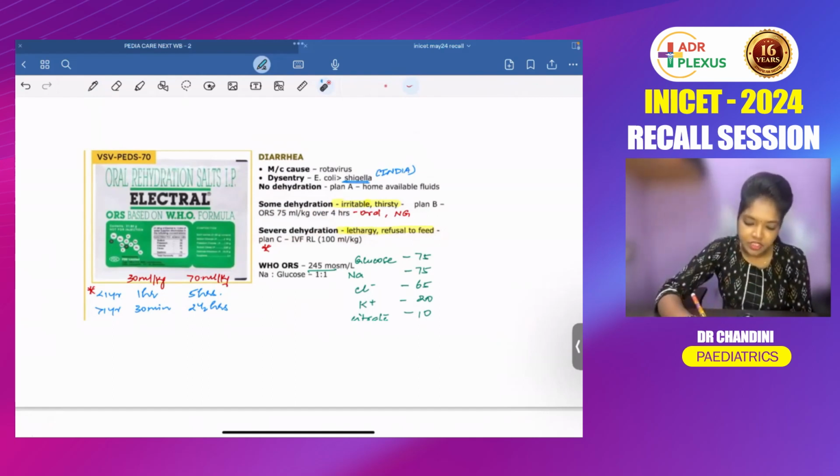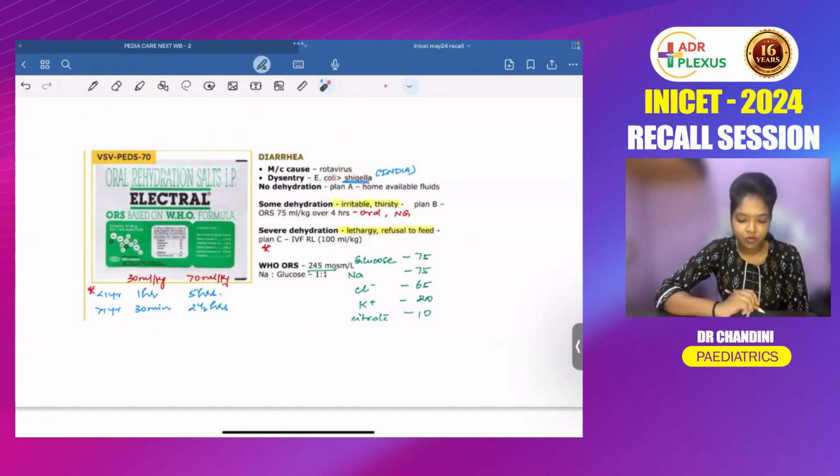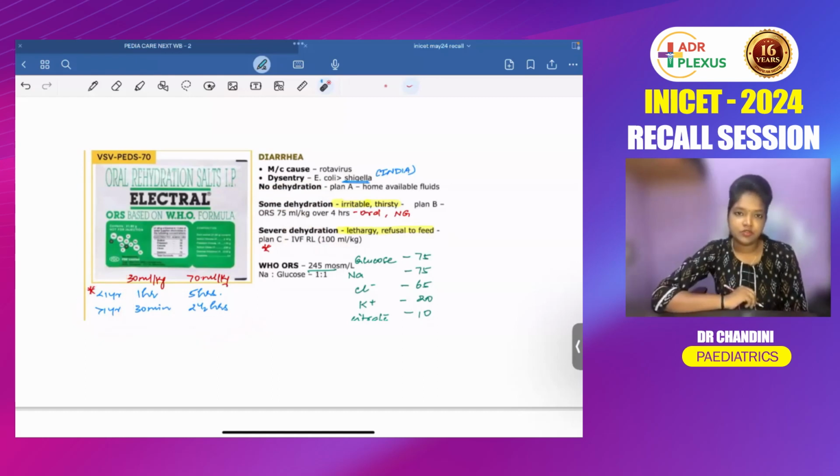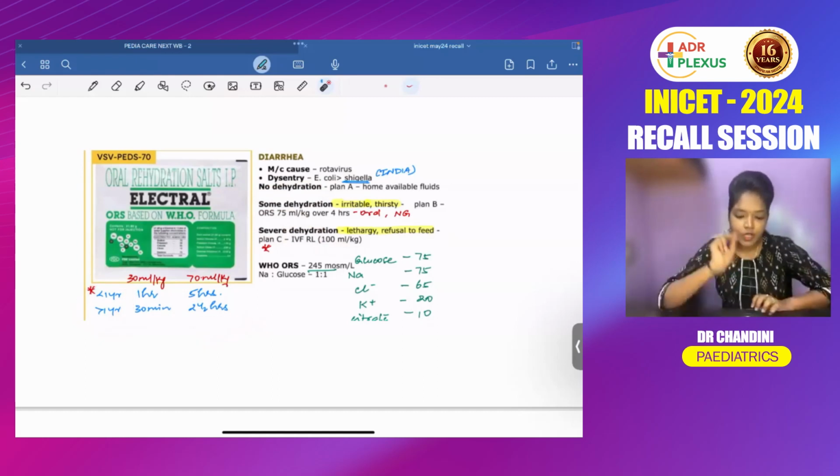So no dehydration, plan A, where you will give home available fluids. Some dehydration, plan B, where ORS 75 ml per kg is given over 4 hours. Severe dehydration, plan C, where the IV fluid of choice is Ringer lactate. Total of 100 ml per kg we are going to give. We are going to divide it into 30 ml per kg and then 70 ml per kg. Depending upon the age of the child, the duration differs. This is about diarrhea. So if you have understood diarrhea, you would have got two questions right.